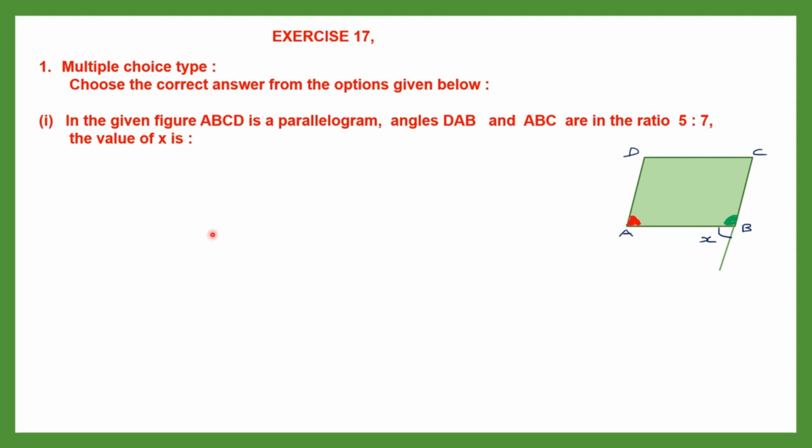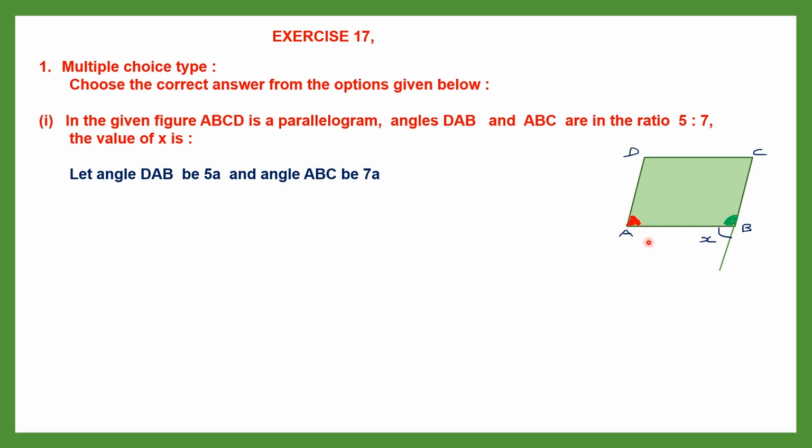So here let's begin by saying let angle DAB be 5A. Why 5? Because the ratio says 5 here. So this is the first angle. The first number is for the first angle, the second number is for the second angle. So let angle DAB be 5A and let angle ABC be 7A. I have used the letter A here instead of the letter X because we already have an angle X here. So these are the two angles given to us.